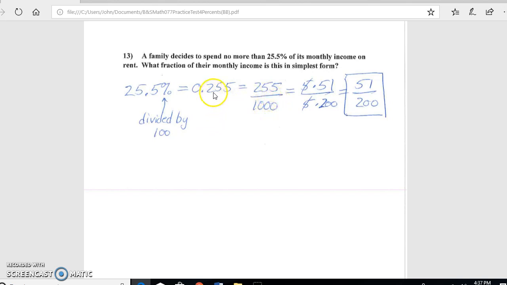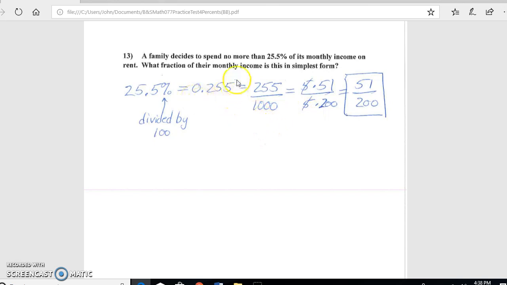The number of decimal places in the decimal side tells me the number of zeros here. I have 3 decimal places, so I'm going to put 3 zeros here. And now I have it as a fraction. And now I can reduce the fraction down to its simplest form of 51 over 200. And you see how I've done that here by taking out a factor of 5 in the top and the bottom.